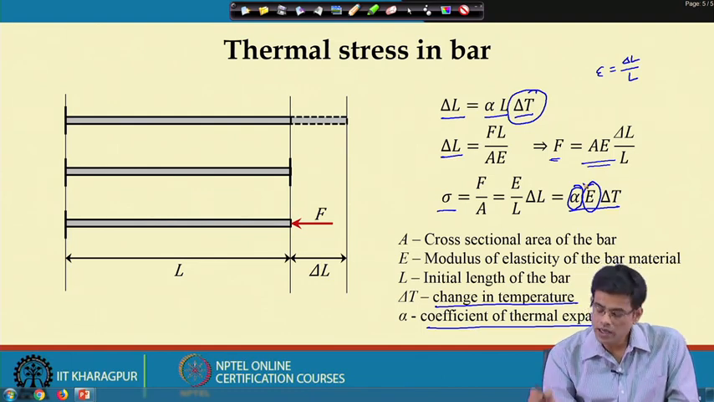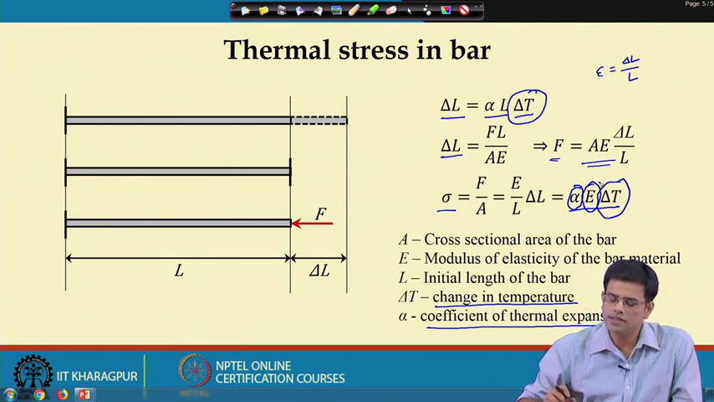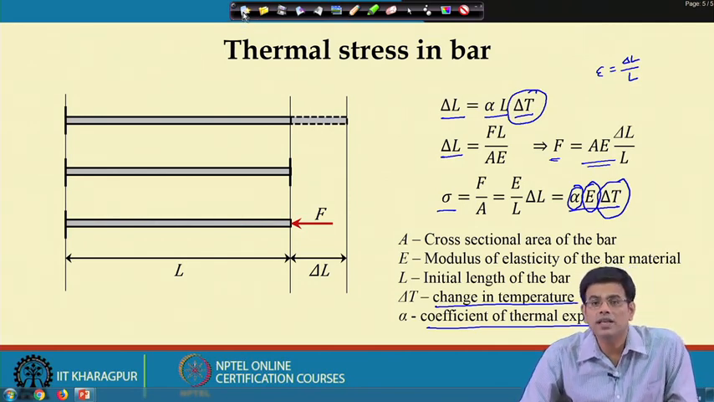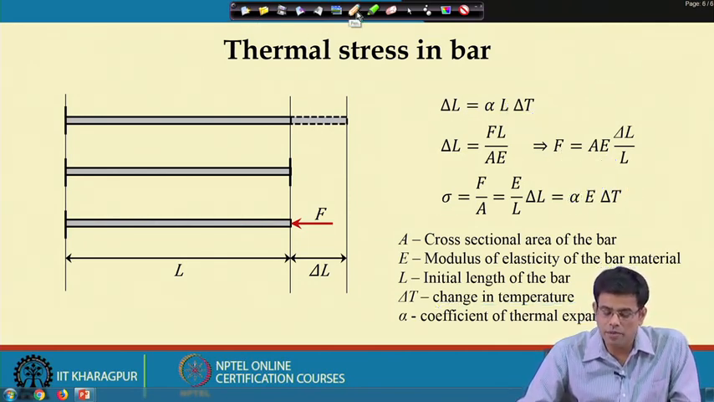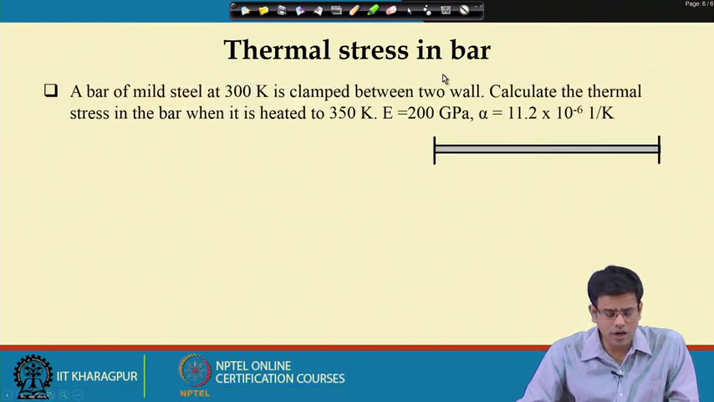And why is it happening? It is happening due to the change of temperature, that is delta T. So, this is the basic principle we need to understand before we proceed to the more complicated 3D behavior of an elastic body under thermal stress. So, now let us see a simple example.